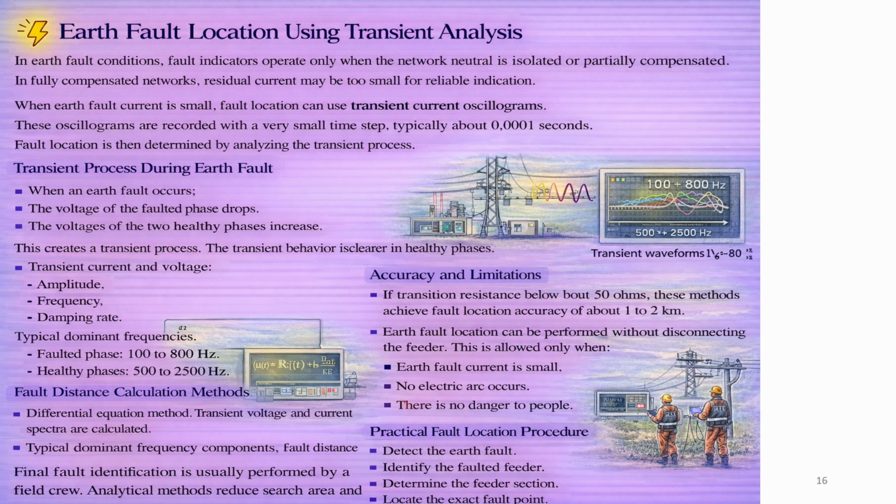In practice, fault location has 3 steps: detect the air fault, identify the faulted feeder, determine the feeder section, and locate the exact fault point. Final fault identification is usually performed by the field crew. Analytical methods reduce the search area and restoration time.